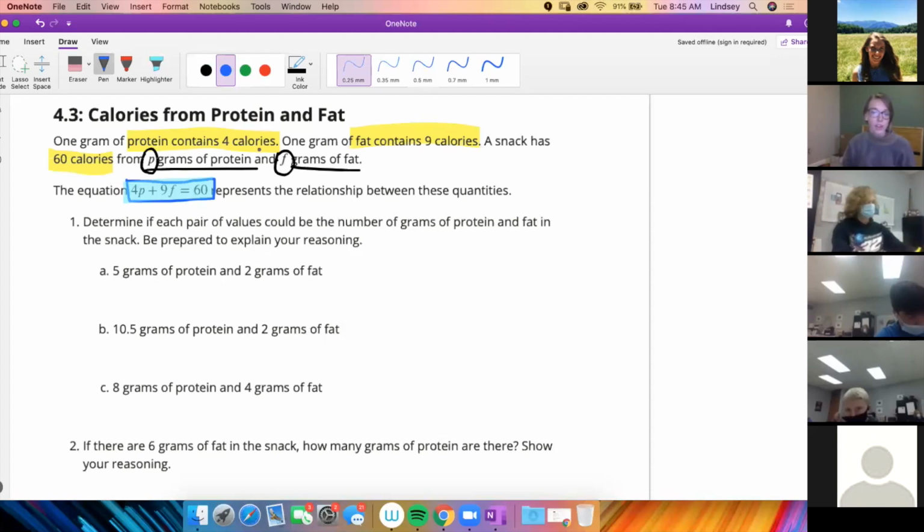It says determine if each pair of values could be the number of grams of protein in the snack. Be prepared to explain your reasoning. So what is it asking us here? What's that word we've been talking about? Solutions. They're asking us if they're solutions. How are we going to determine if these values are solutions? We're going to substitute them in. Good.